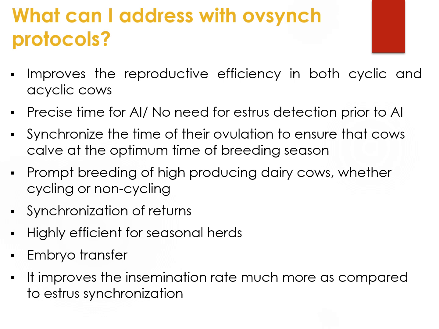It is very important to point out that in case of ovulation synchronization, we do not rely on estrus detection, which is very much important in estrus synchronization protocol. It synchronizes the time of their ovulation to ensure that cows calve at the optimum time of the breeding season. Prompt breeding of highly producing dairy cows, whether cycling or non-cyclic animals. This protocol is equally important both for cyclic and non-cyclic animals.